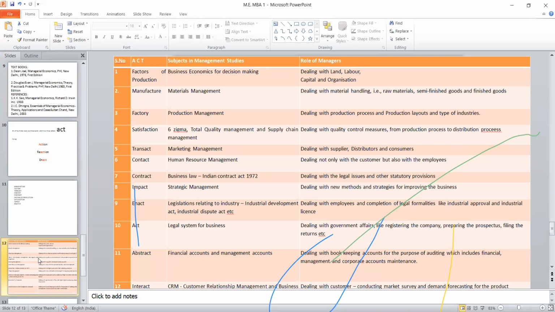Then for a manufacturer, you have to study materials management. Why do we have to study materials management? We have to deal with materials like raw material, semi-finished or finished goods. For that, we need a subject called materials management.